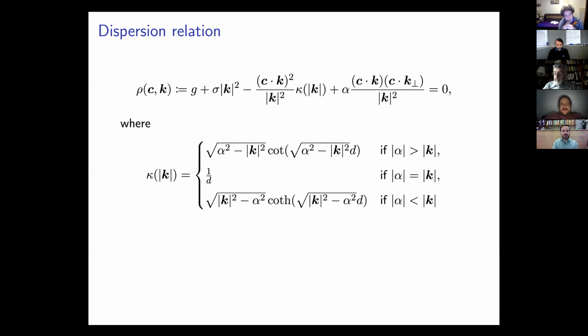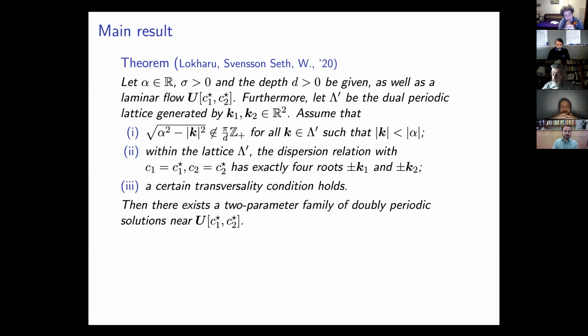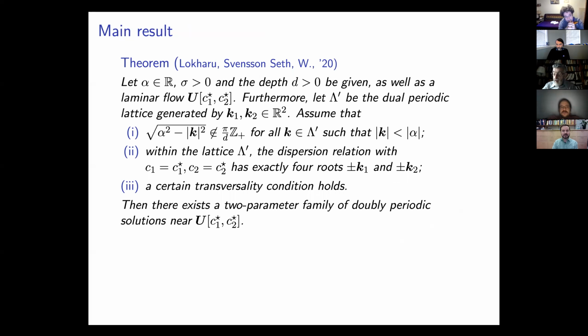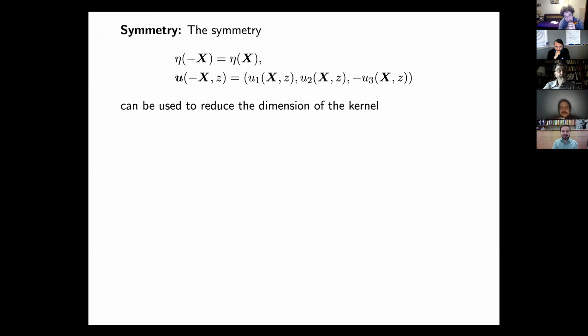Okay, so I'll skip this. So this is the result we have together with Evgeniy Lokharu and Douglas Svensson Seth. And so this is a bit technical, but essentially assuming that you have two solutions of the dispersion relation, which looks like this, and no other solutions, and then some other technical conditions, under these assumptions, you can construct a two-parameter family of doubly periodic solutions, bifurcating from these flows I showed here.